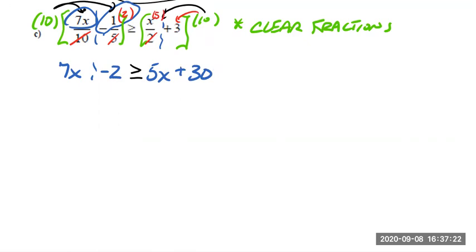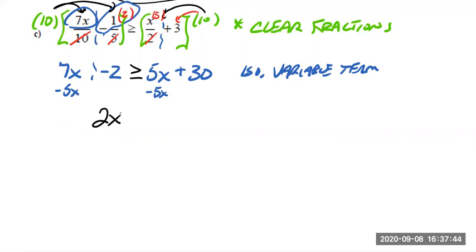Now we'll start isolating the variable term on one side. So in this case, maybe we'll zero out the 5x term on the right. That'll give us, on the left side, 2x. And if we're going to isolate the x term on the left side, then we need to zero out the negative 2. We'll add or attach 2 to both sides. So we get 32 on the right side. And then isolate the variable factor as our last step.